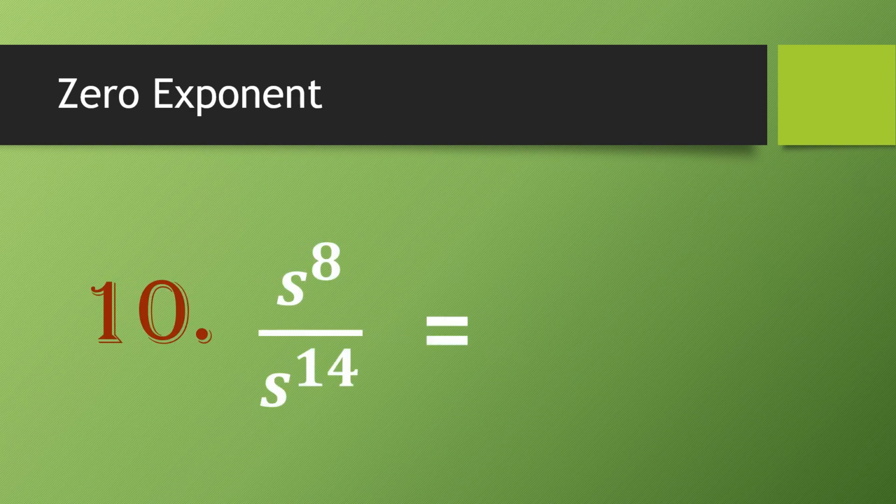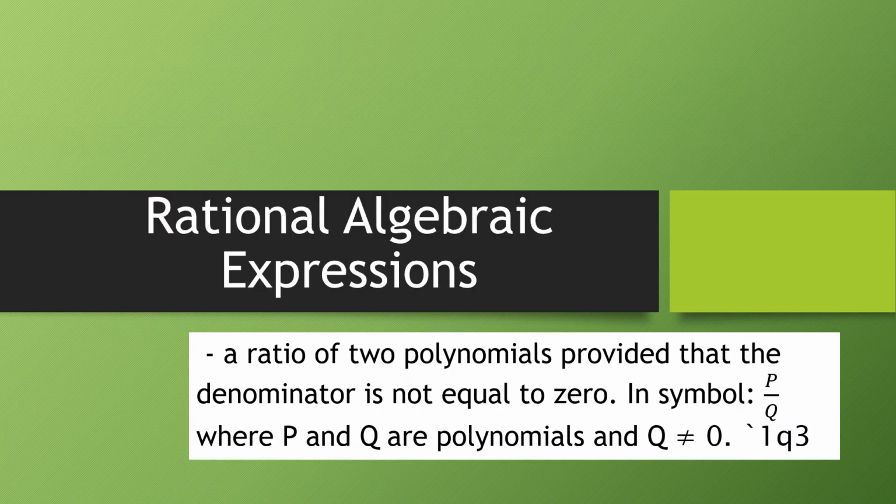Another example, s to the 6th power over s to the 14th power, raised to 0. As what I mentioned a while ago, any terms raised to 0 is equal to 1.